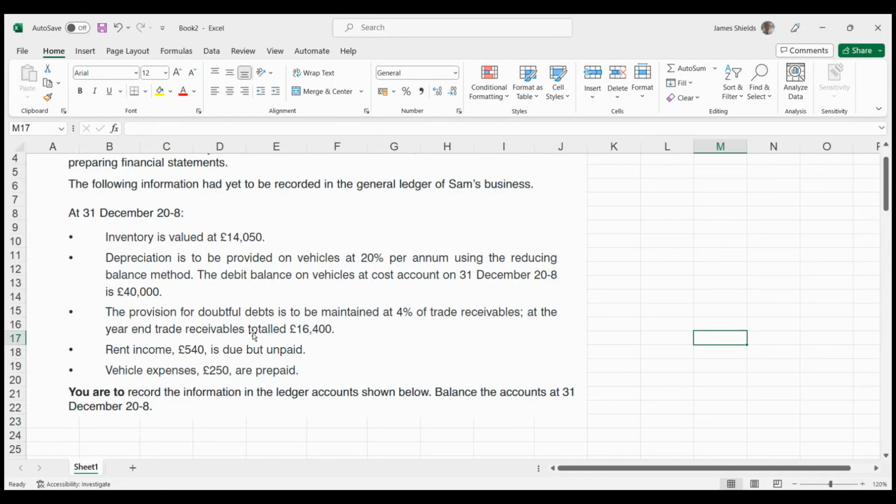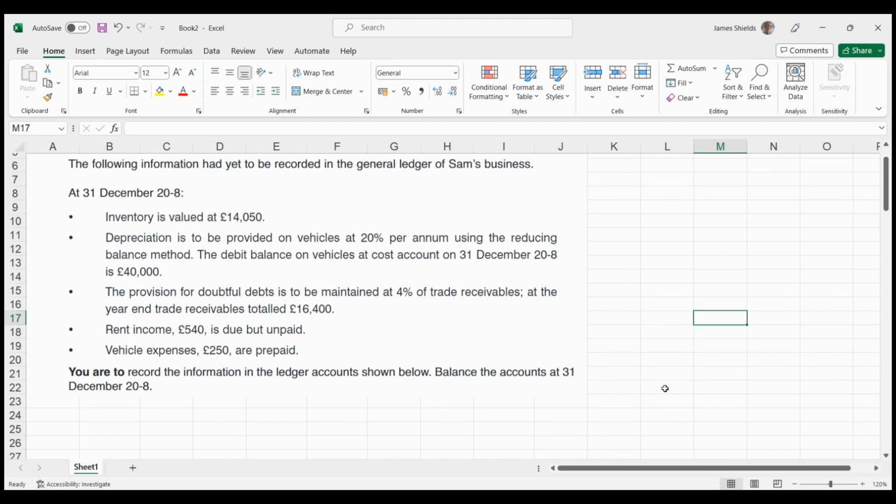The provision of doubtful debts is maintained at 4% of trade receivables. At the end of the year, trade receivables total £16,400. On rent income, £540 is due but unpaid, and vehicle expenses, £250 are prepaid, so they're paid in advance. Record the information in the ledger accounts shown below, then balance the accounts at the 31st of December 2018.